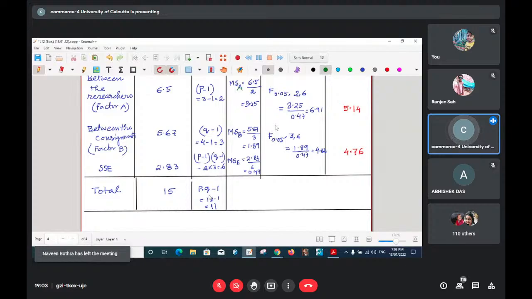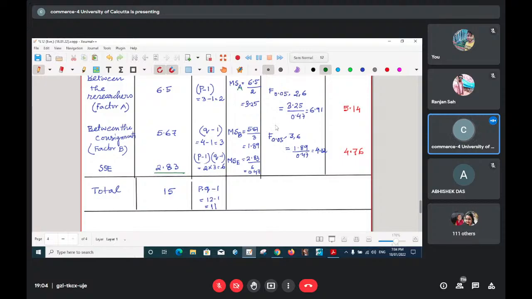Now after getting the total sum of squares, you try to calculate the sum of squares due to error. I have already calculated the sum of squares due to error as 2.83. How will the degrees of freedom be calculated? Last day I told you, it is P minus 1 into Q minus 1. 3 rows are there, 4 columns are there. So 3 minus 1 into 4 minus 1, so it is 6.